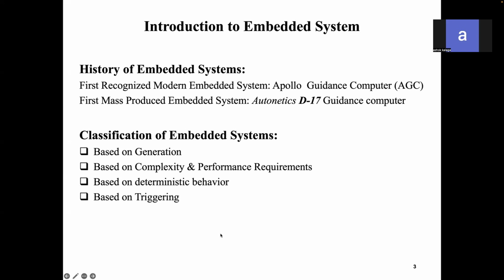In the previous video, we discussed up to here. Now we are going to discuss the classification of embedded systems based on these four parameters. The first one is based on generation. The second one is based on complexity and performance requirements. Third one based on deterministic behavior, and fourth one based on triggering.